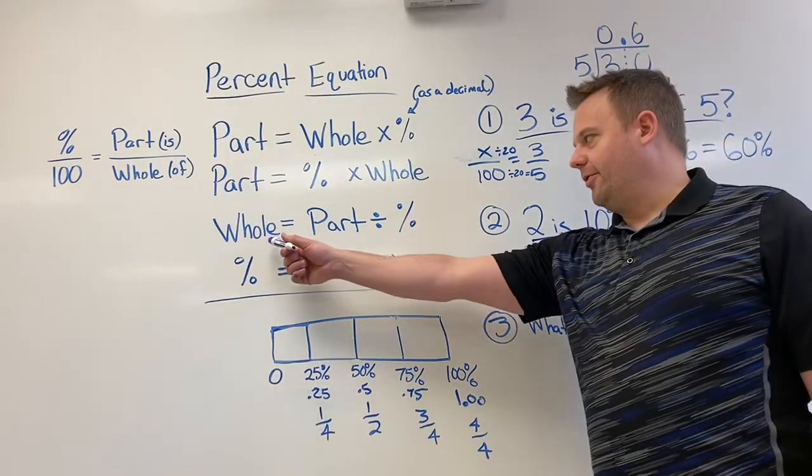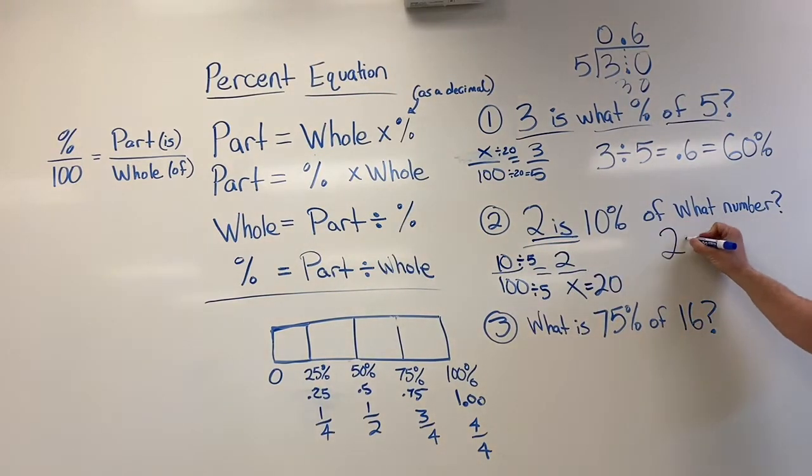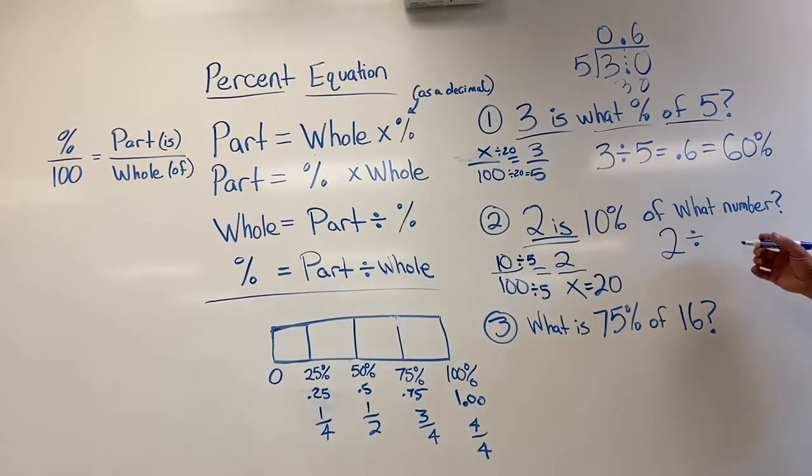You're missing the whole. You do the part divided by the percent as a decimal. So 2 divided by 10%. If your calculator allows you to type in 10%, just do that. That's the easiest and best case scenario. Or convert it to a decimal, which is just 0.1, 1/10. 2 divided by 0.1 equals 20. So the missing whole is 20.